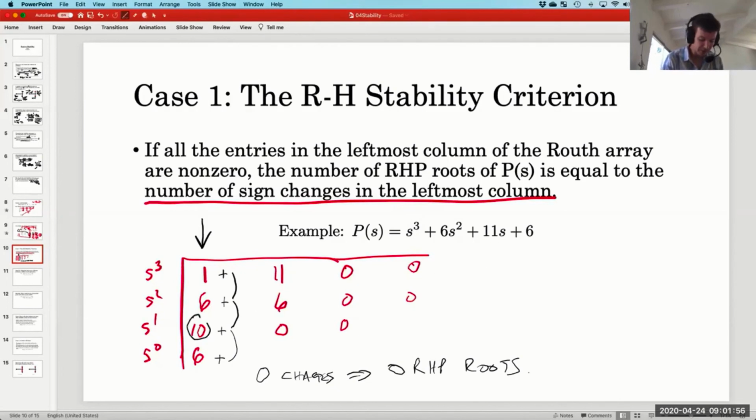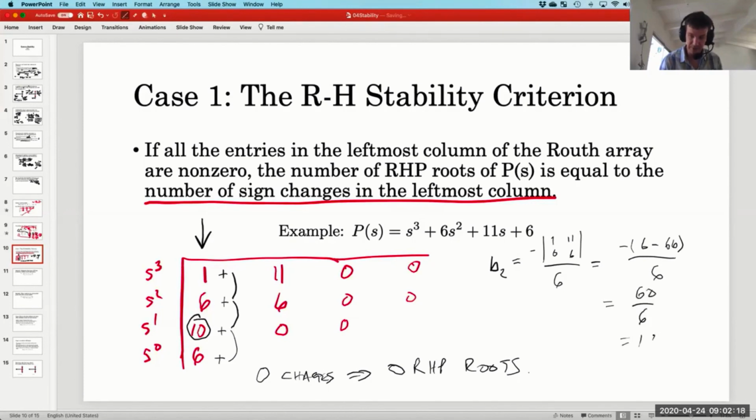So this entry, which I'm going to call B sub 2, is the negative of the determinant of 16, 1, 1, 6 over 6. And so this looks like the negative of 6 minus 66 divided by 6, which is 60 over 6, which is 10. Now I may have screwed that up again, but did you follow that arithmetic? Yeah, okay, sweet.